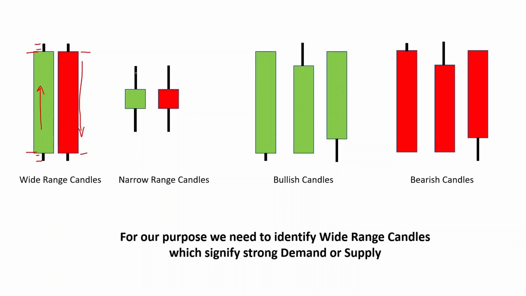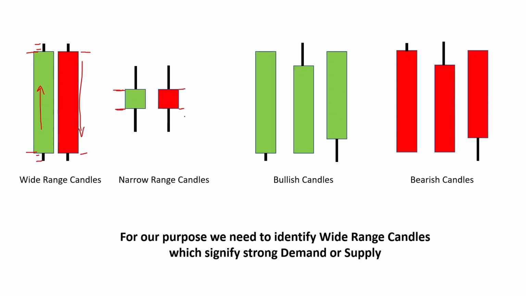This is a narrow range candle. Over here you can see that price opened here, closed here, but it went all the way up on both sides. So the body of the candle is very slim, and we can call this a narrow range candle. In this case also, price opened here, closed here, and then we have long wicks, but the body of the candle is very slim. So this is also a narrow range candle.